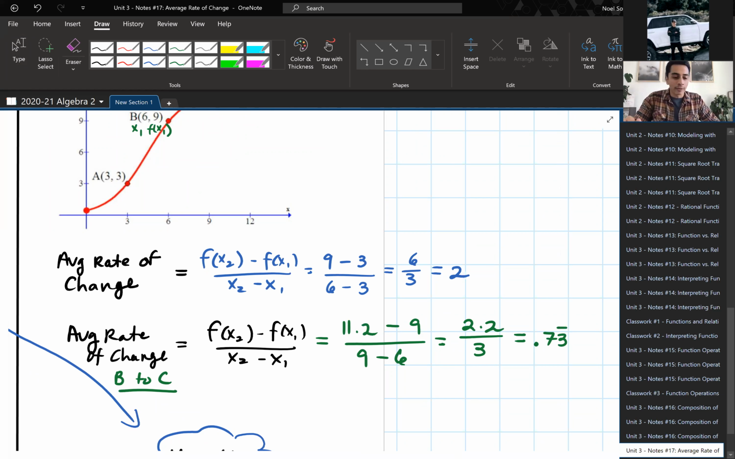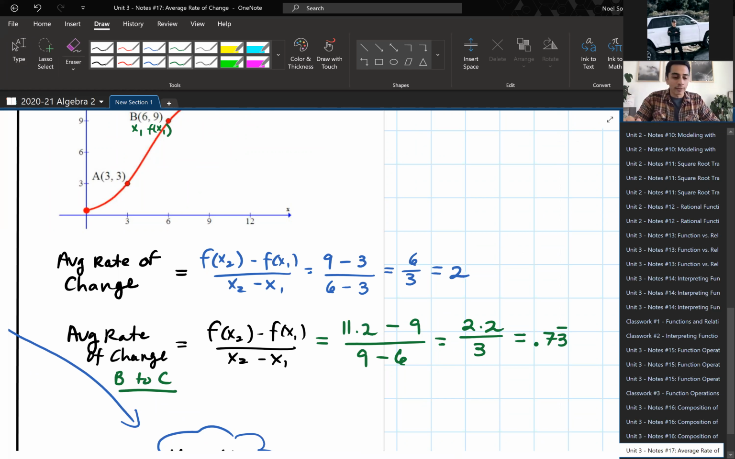All right, let's plug in and let's find out the rate of change between A and C. All right, so f of x2 was 11.2. f of x1 is 3. x2 is 9. And x1 is 3. So 11.2 minus 3, that's about 8.2. 9 minus 3, that's 6.